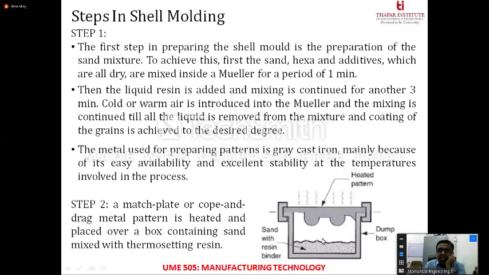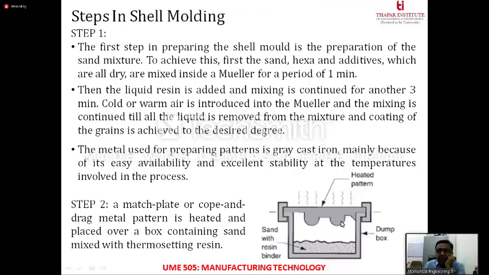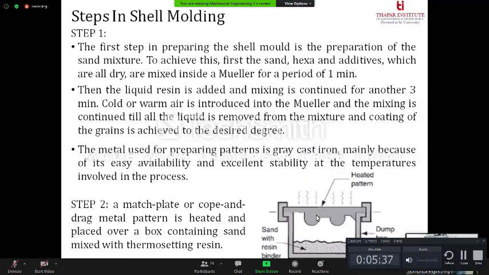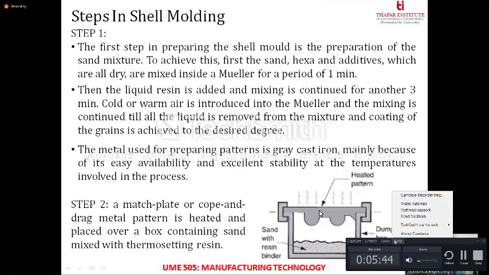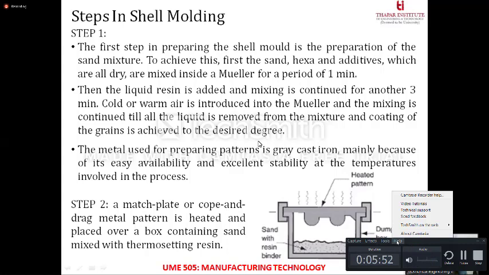What you see is the dump box, and inside the dump box you will have the sand that you prepared in step number 1, and the pattern is placed upside down, an inverted pattern, over here. Now you heat the pattern so as to take it to a higher temperature, because the sand contains thermosetting resins, and when the thermosetting resin comes in contact with a metal at an elevated temperature, it starts to react and forms bonds. That is the reason why this pattern is heated.